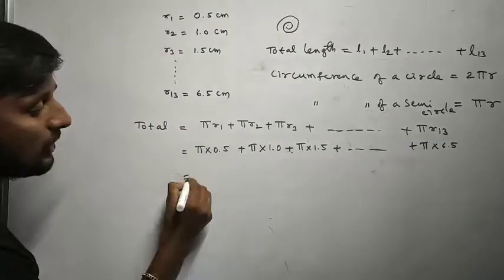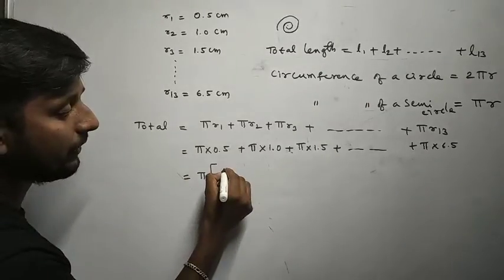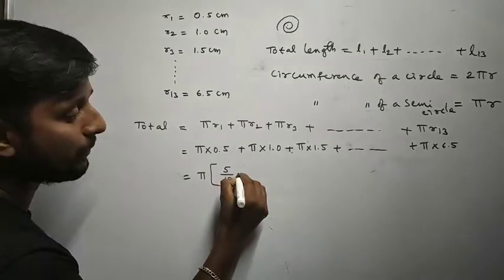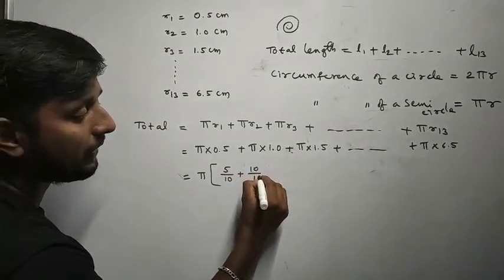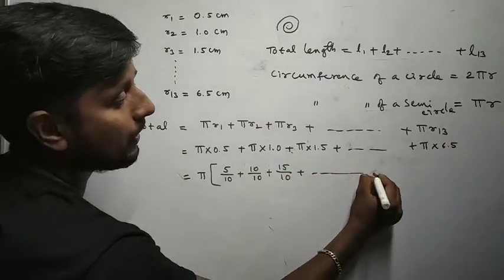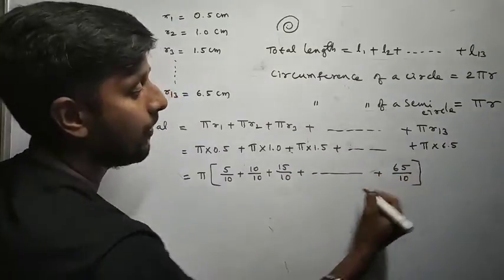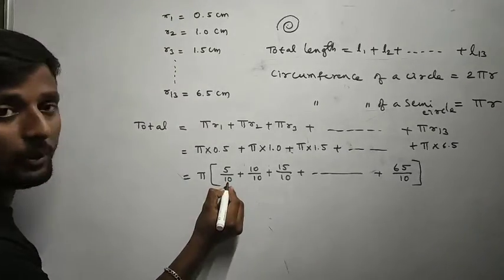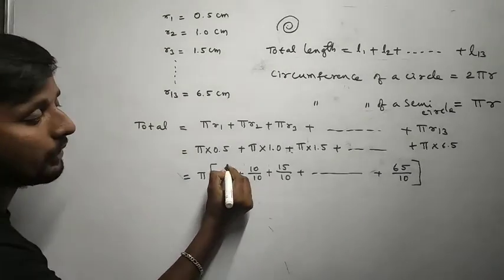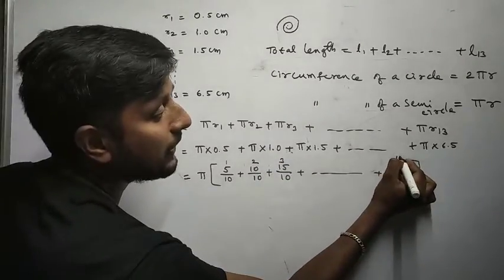If you remove the decimal, what happens? Take pi common. Pi outside, I have written. If you remove the decimal, we can write 5 by 10, 10 by 10, 15 by 10, and so on. The last number we can write as 65 by 10. Look, 10 is common, correct? 5 also is common. 5 ones are 5, 5 twos are 10, 5 threes are 15, up to 5 thirteens.